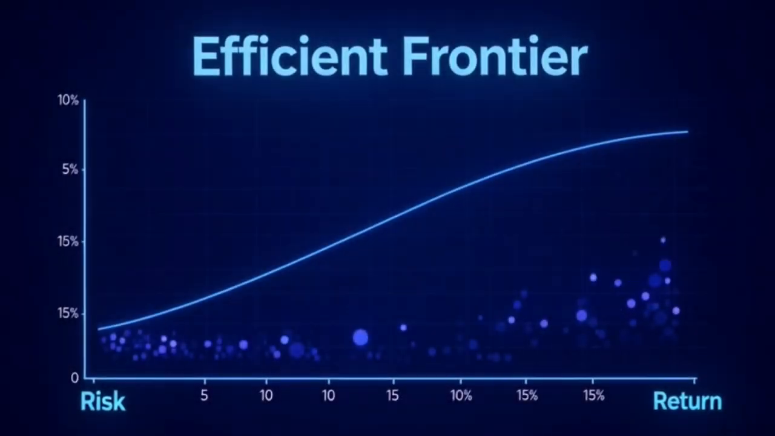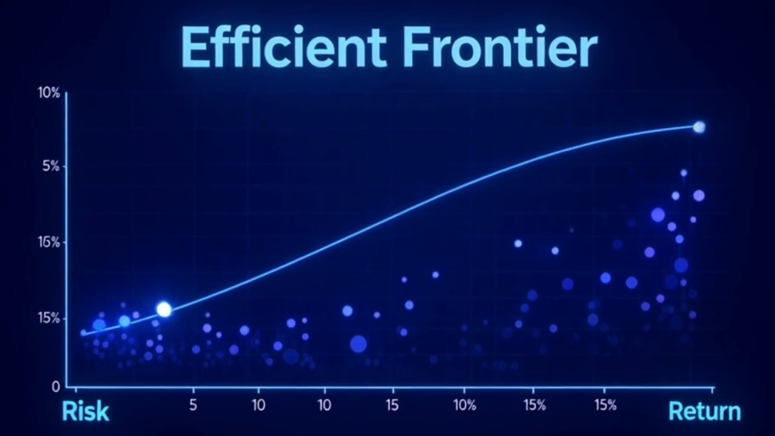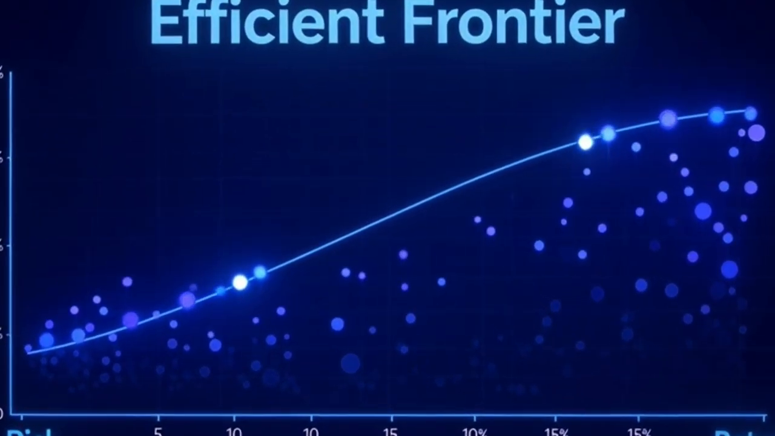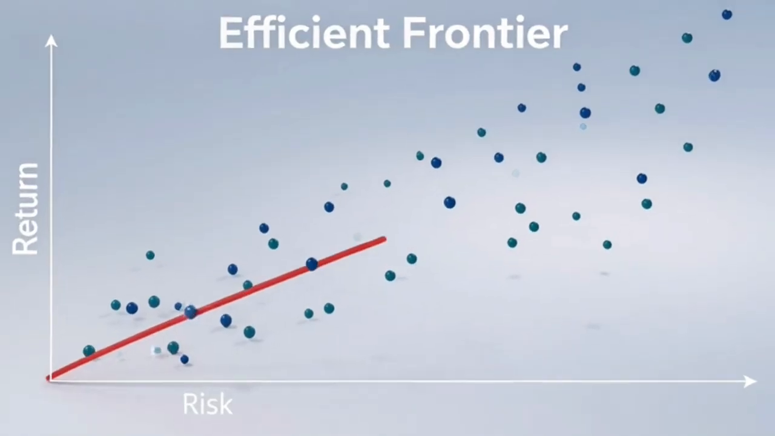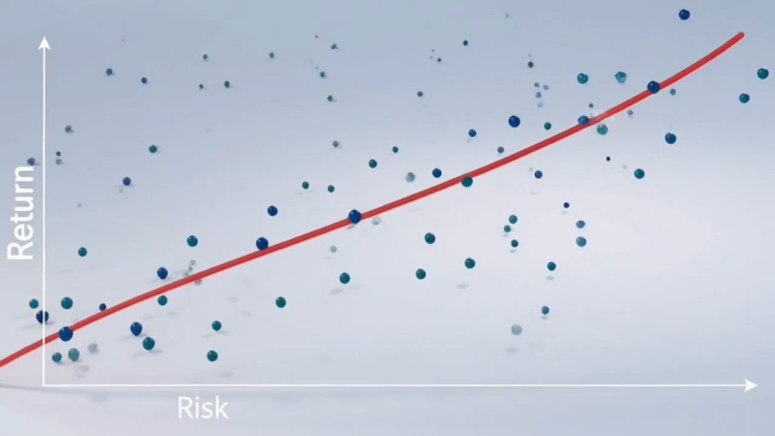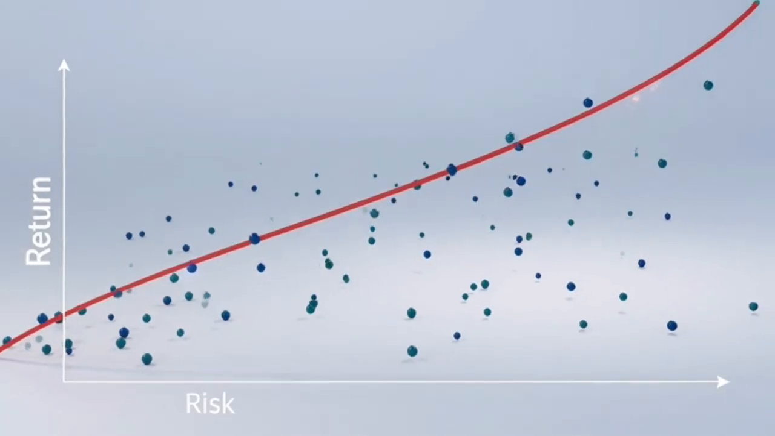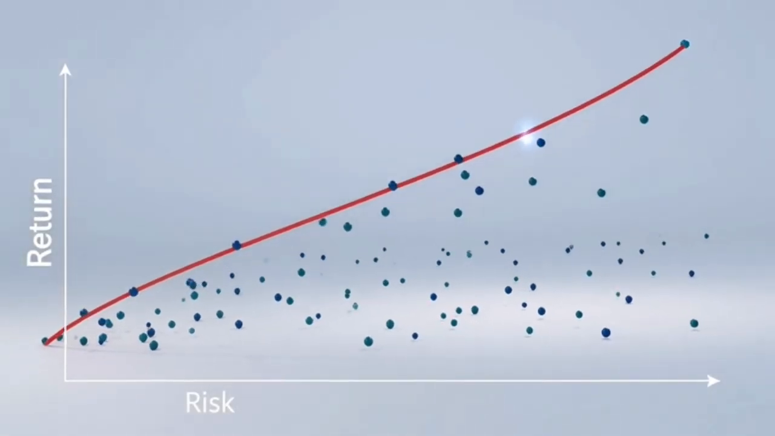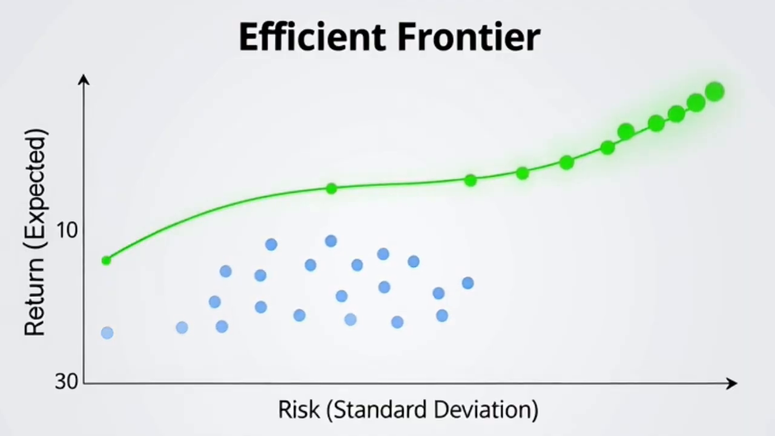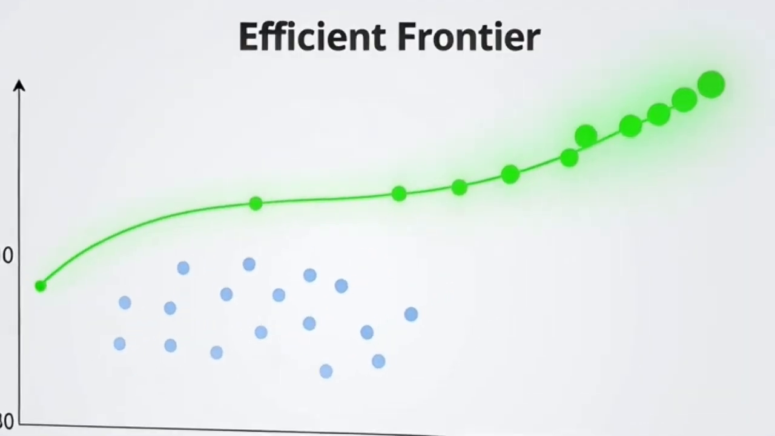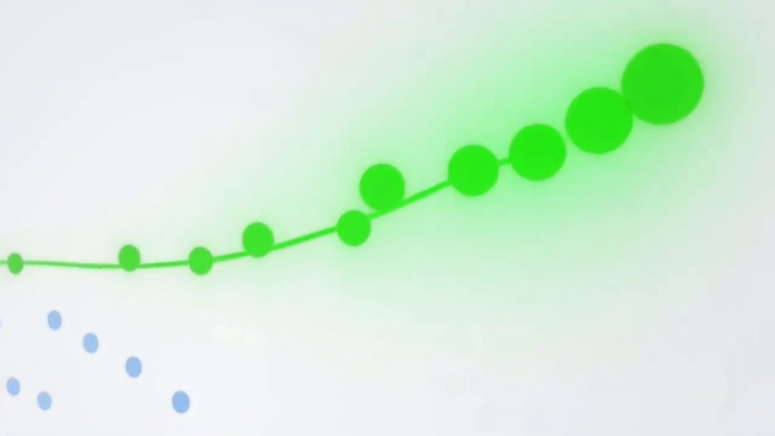The efficient frontier represents the best possible portfolios that maximize return for every level of risk. On a graph, it appears as an upward sloping curve in the risk-return space, showing optimal portfolio choices. Portfolios below the frontier are inefficient because better options exist with higher return or lower risk.